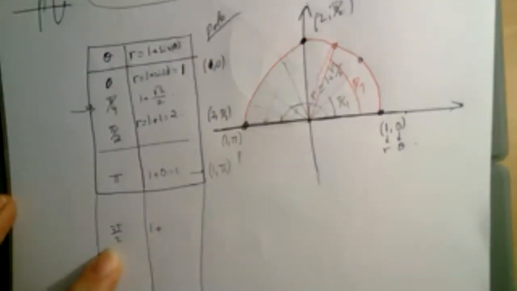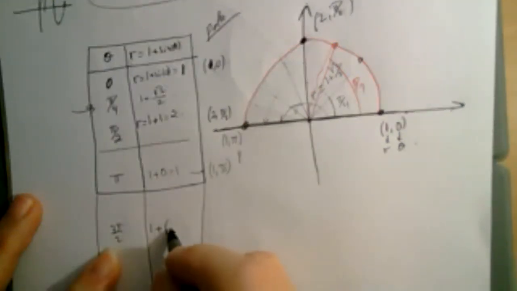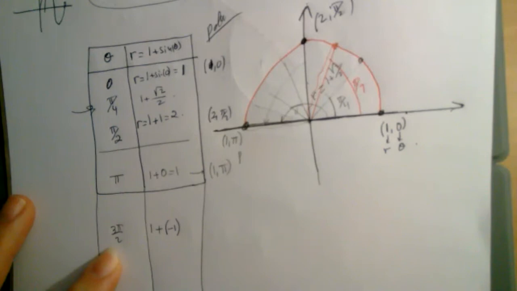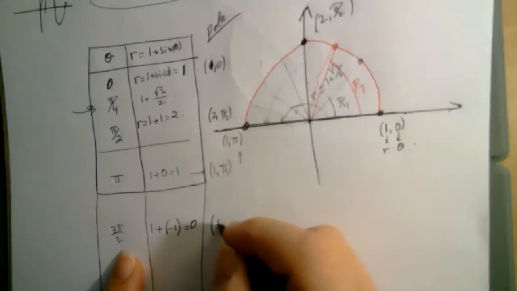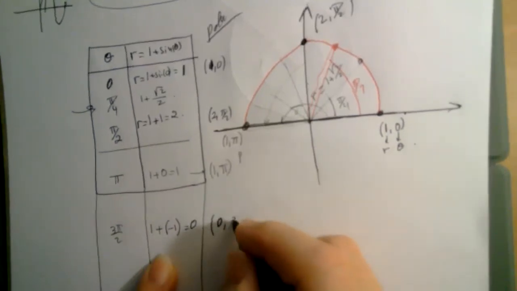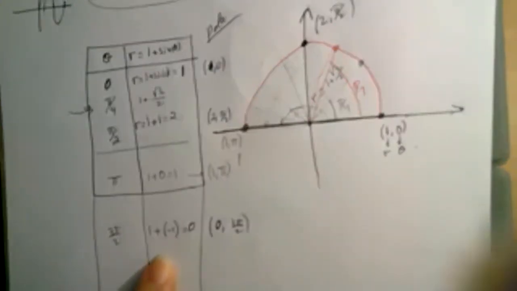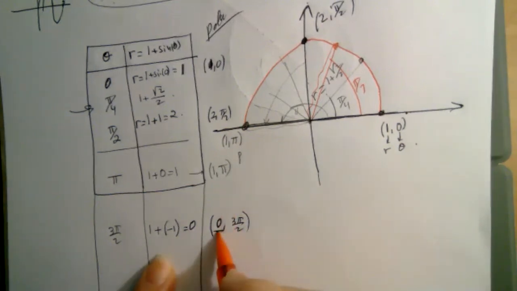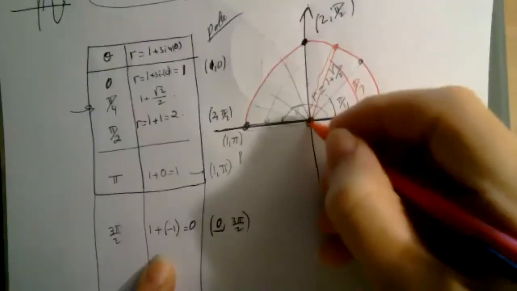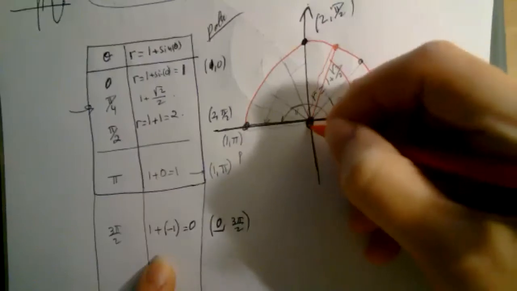1 plus the sine of pi over 2. Now what's the sine of pi over 2? At 3 pi over 2, the sine is minus 1, so r is equal to 0. So when theta is 3 pi over 2, r is 0. But this corresponds to which point? R equal to 0, as I said yesterday, corresponds to the origin. So when theta is 3 pi over 2, r is 0, it means we're right here.